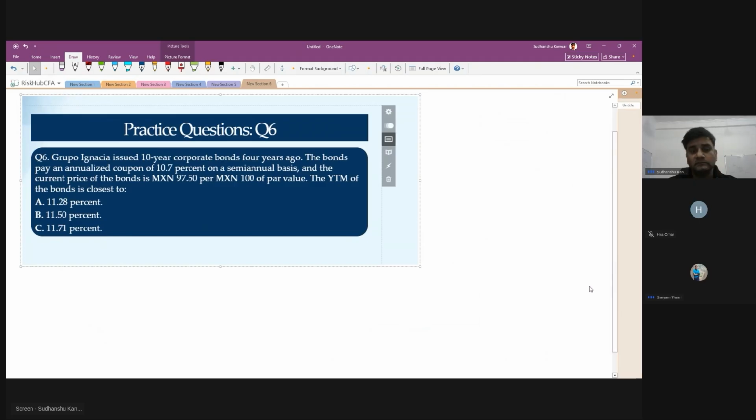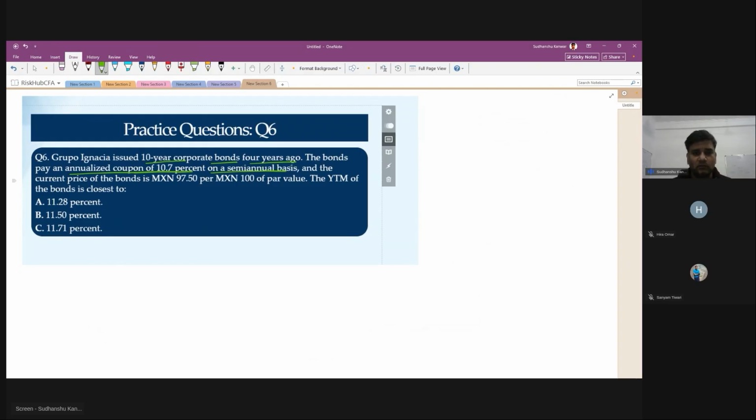Okay. All right. So, another question. Grupo Ignacia issued a 10-year corporate bond 4 years ago. The bonds pay an annualized coupon of 10.7% on a semi-annual basis. Again, very similar to what we did yesterday, semi-annual basis.